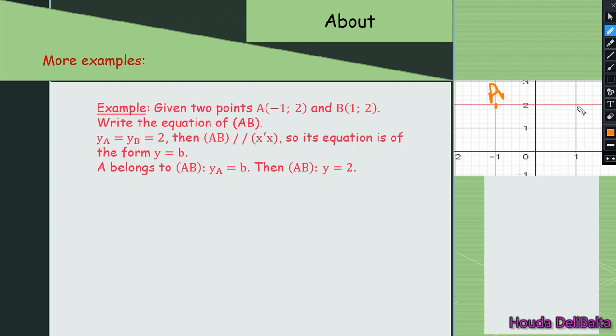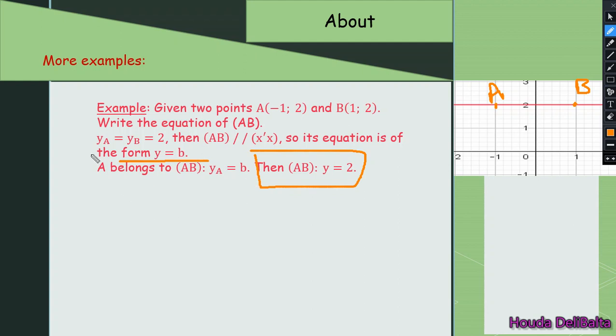And here is point B. Since A and B have the same ordinate, they are on the same level. Then they are on a line AB that is parallel to the x-axis. Let's go back to the special lines. What is the form of the equation of the line parallel to the x-axis? It has the form y equals b, a constant, where b here is either YA or YB, which is the same, and thus the equation of AB is y equals 2.